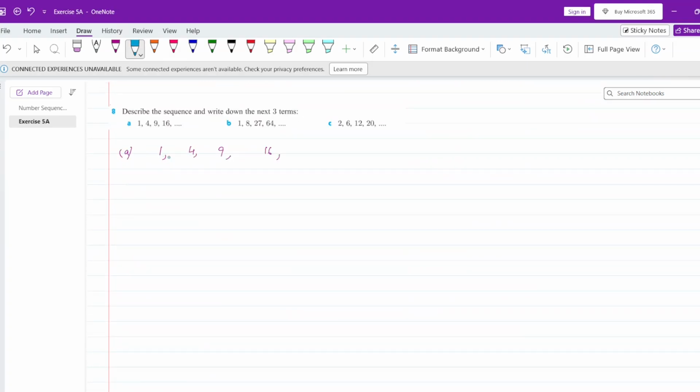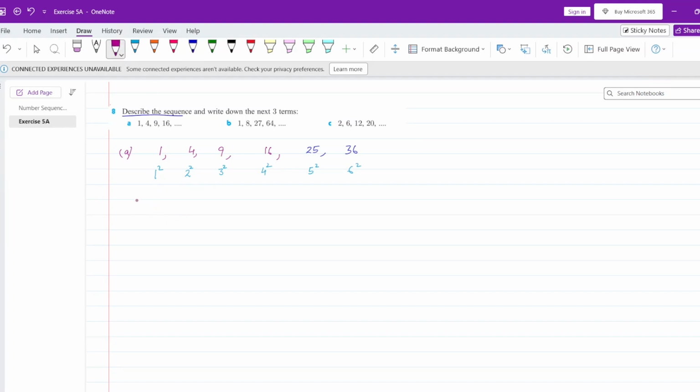A. 1, 4, 9, 16. Here we can see that this is equal to 1 square. This term is equal to 2 square. This term is equal to 3 square. This term is equal to 4 square. So the next two terms are going to be 5 square and 6 square. So we can say the next two terms are 25 and 36.